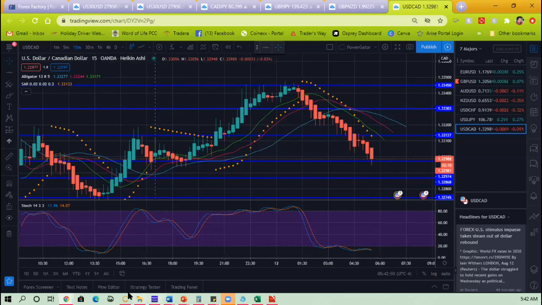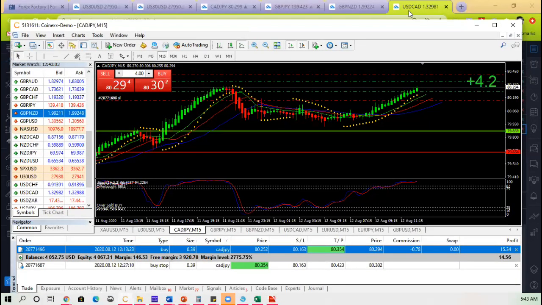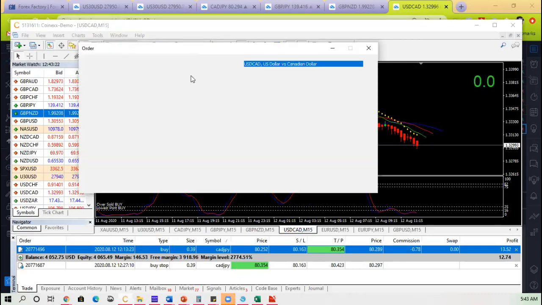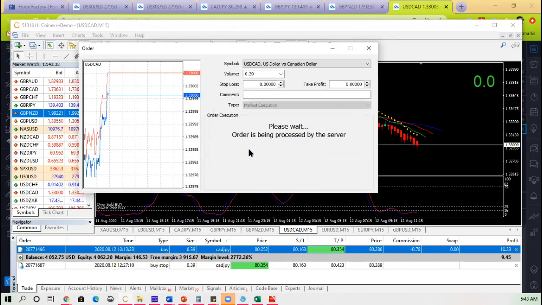Okay, go to MetaTrader 4. USD CAD is the one that we're looking for, that we're going to get into. So pull up USD CAD on your chart. We are going to do a market execution for a sale. All right, go to new order. Make sure your lot size is comparable for your account. I'm going to do a market execution and sell by market.